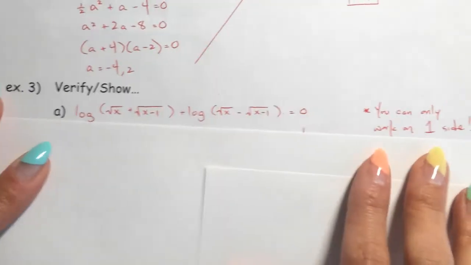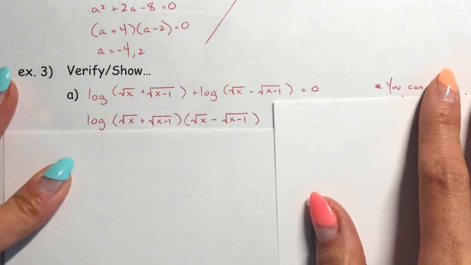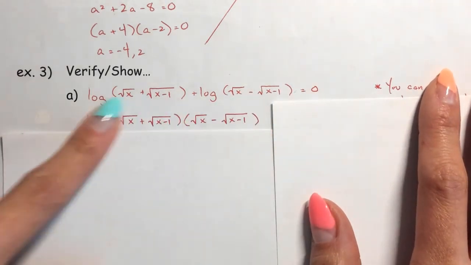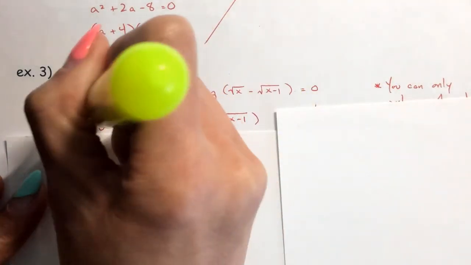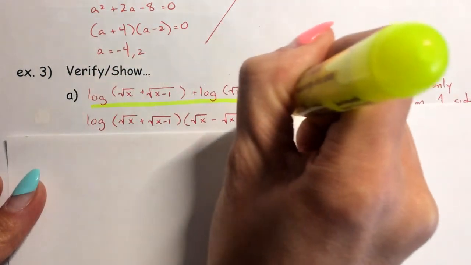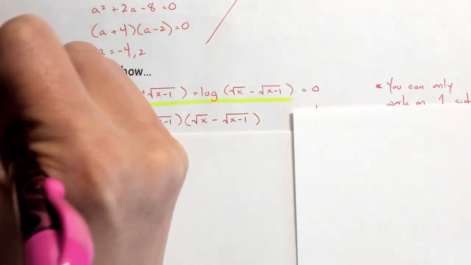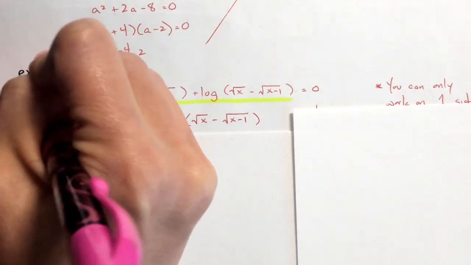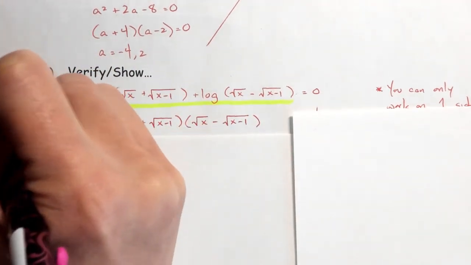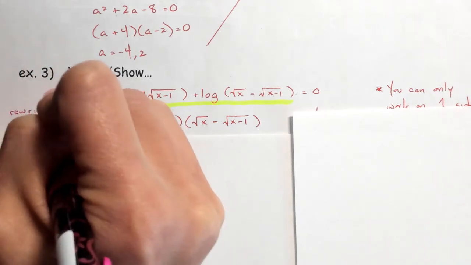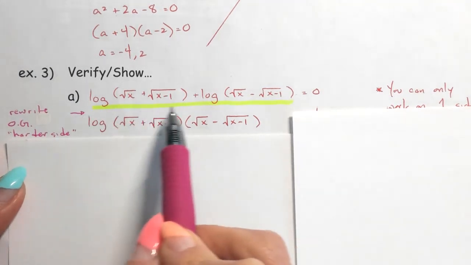I think I said over here, you can only work on one side. That is true. After you start, you can only work with one side. So I would start by rewriting, actually, I didn't do that. I'm going to write it in, and you need to actually do it. So your first step is to rewrite right here the OG original harder side. So first you're going to rewrite that OG harder side.